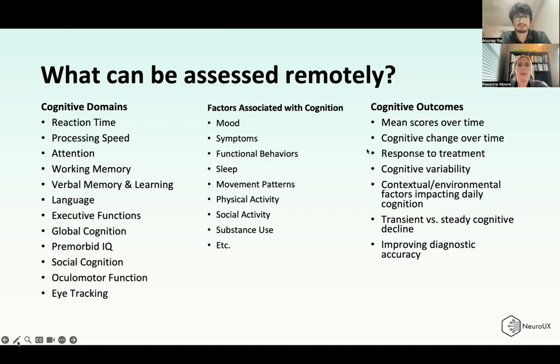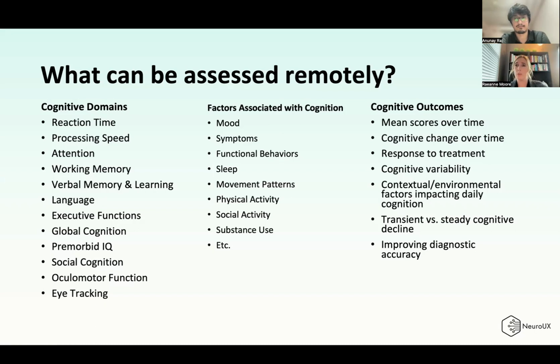We can also assess factors associated with cognition via ecological momentary assessment survey methods, as well as passive data collection. So things like mood, symptoms, functional behaviors, sleep, all kinds of factors that are going to impact cognition in daily life. And in addition to just getting a mean score, we can look at aggregated scores over time. If people do repeated cognitive testing, we can combine those and look at an aggregate, which might be a more representative sample of their real world cognition than a snapshot that we get in the lab.